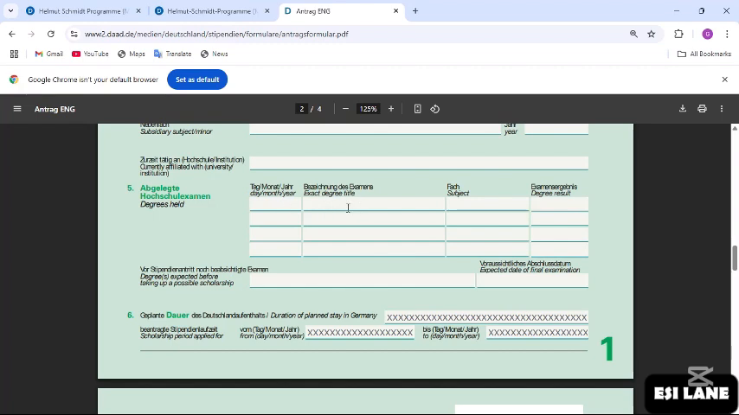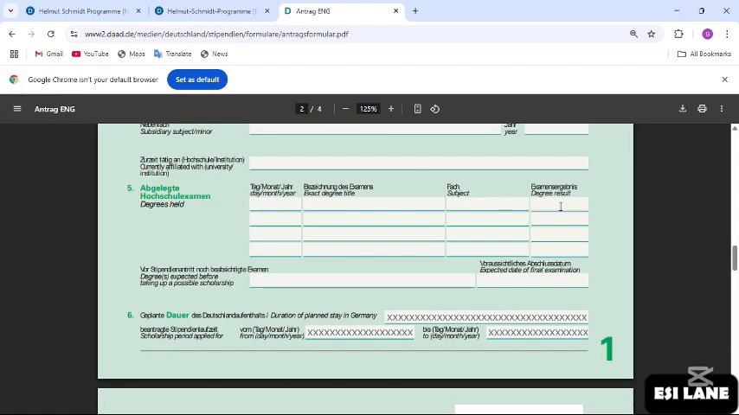So for instance, if you completed Bachelor of Education in Social Sciences, you write Bachelor of Education in Social Sciences. If your subject was economics, then you write economics here. Then you write the degree result you had. For instance, if you had first class and your GPA is 3.6, you can write 3.6 out of 4.0. You write it here so that they'll be able to understand it.